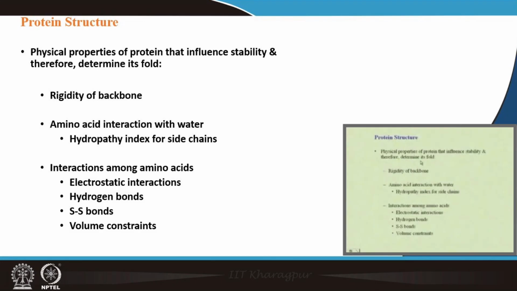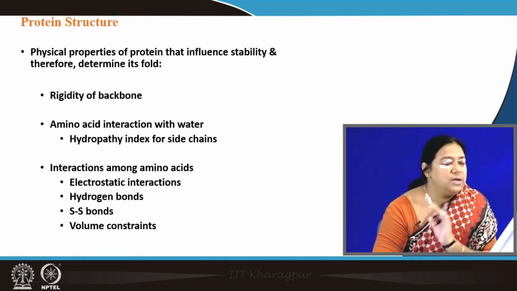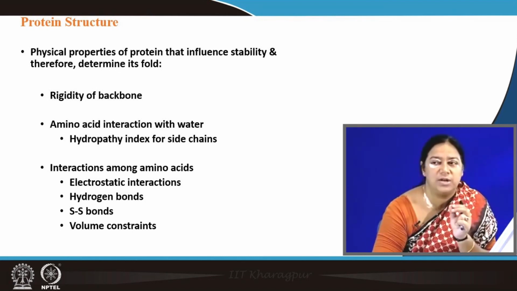Okay? How does it do that? There is a specific rigidity of the backbone that is essential for the structure. There are interactions of the amino acids with water. Depending on the hydrophobicity of the amino acid, how do you determine that? There are scales to determine that, but if you think of a physical interpretation, what are you looking at? You are looking at a case where, if you have an oxygen or a nitrogen atom in the side chain, it is possible for it to form a hydrogen bond. But if your side chain contains only carbon and hydrogens, it is not possible.